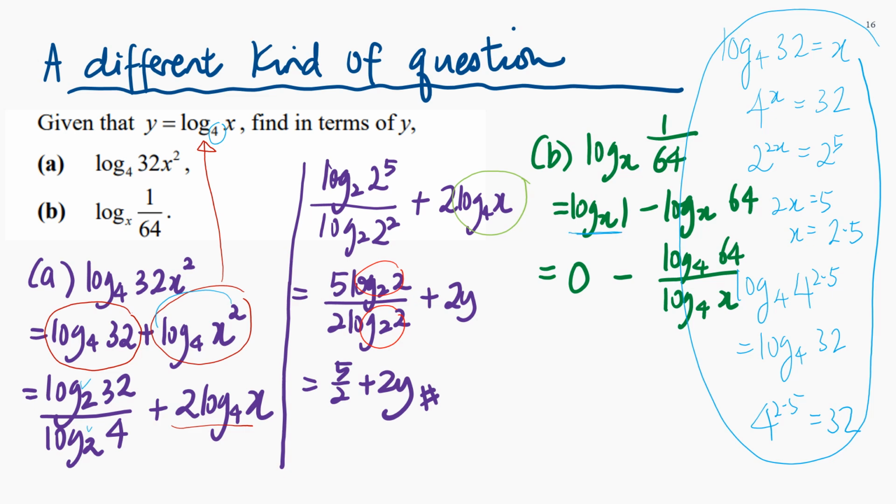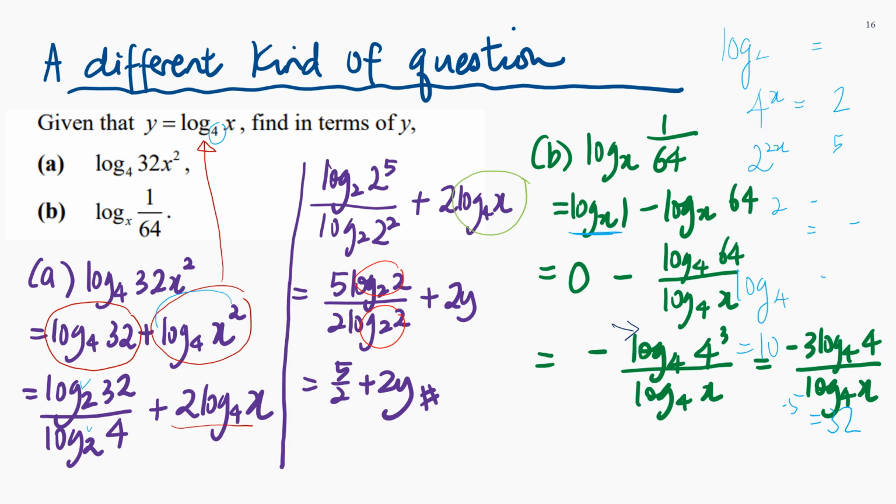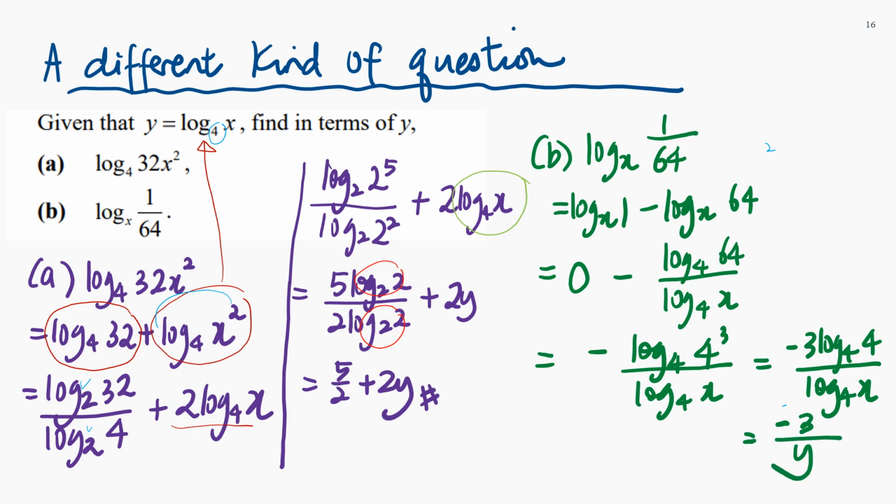And this one, of course, is our special log: log 1 base x is 0. Let's continue. Then 64 is 4 to the power of 3. Apply the power law again here. Log 4 base 4 is 1. So basically you get negative 3 over y. So that's how you do this different kind of question.